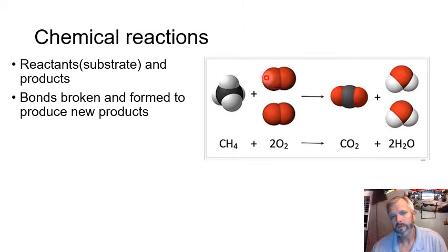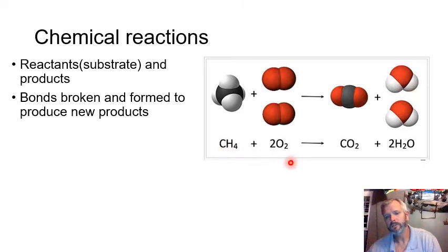What do we end up with? These are the reactants. Here are the products. We end up with CO2. Here's our carbon bound to two oxygen. That's our carbon dioxide. And we form two water. We've got oxygen, the big red, with two hydrogen.